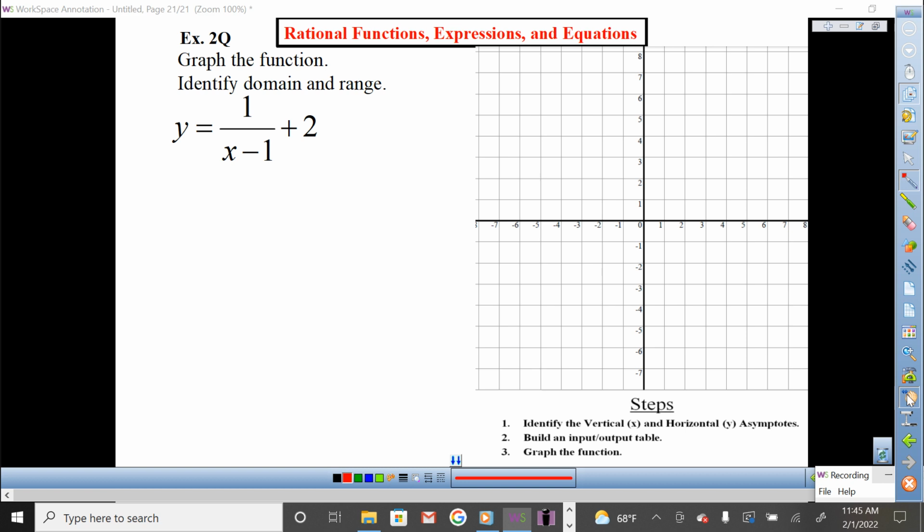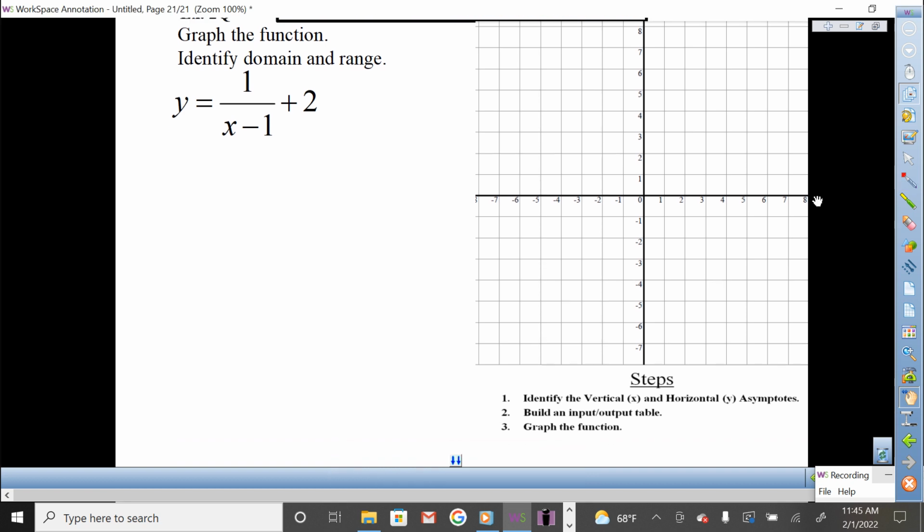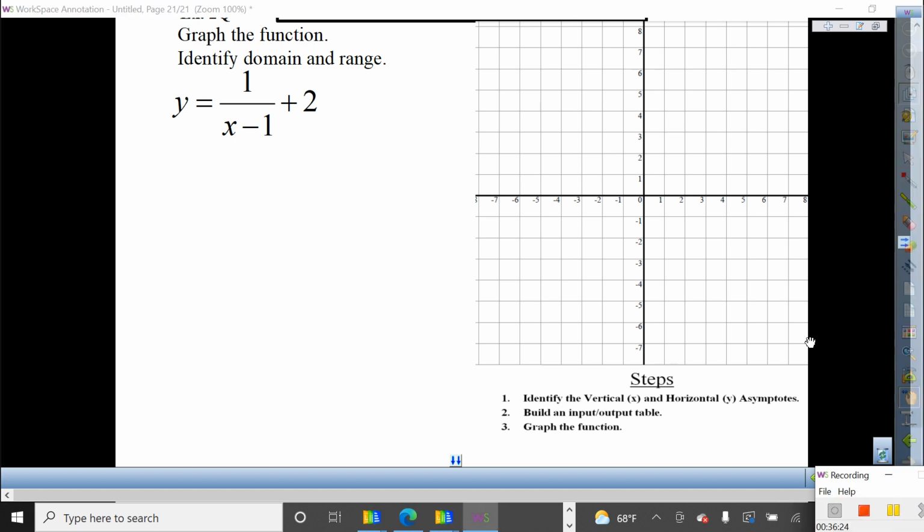Set up a little coordinate plane. I'll give you guys a minute to set that up. Make it from negative 6 to 6 on both x and y. All right, here we go. Y'all ready? Step 1, I left the steps here that I gave you. Step 1 says identify the vertical and horizontal asymptotes.